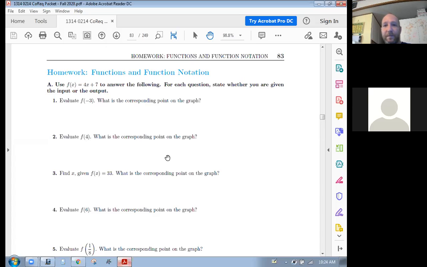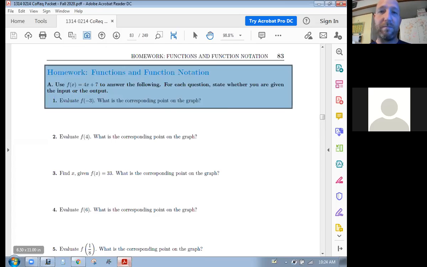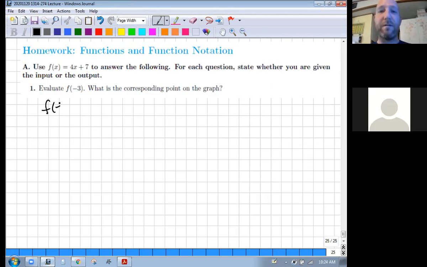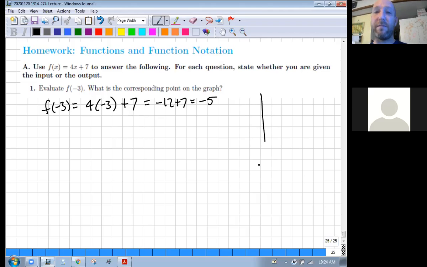All right, sorry about that, y'all. We're going to use f of x equals 4x plus 7 to answer the following. Evaluate f of -3. Well, everywhere there's an x, replace it with -3. So -12 plus 7 would be -5. So the point on the graph, when x is -3, the output is -5. So right here, -3, -5.